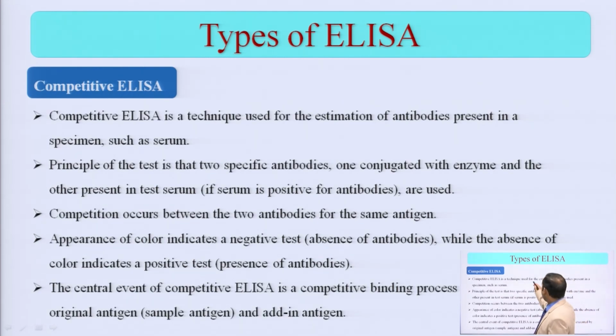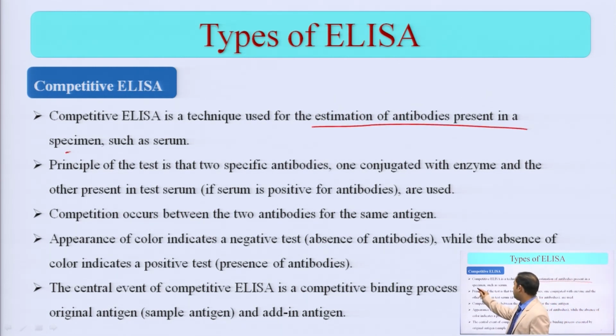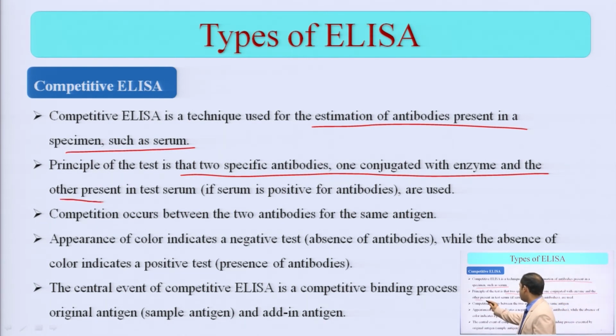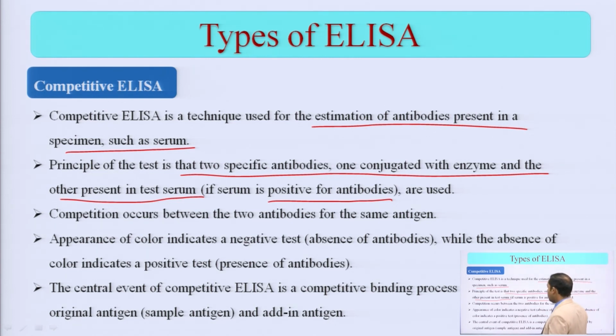So, it is a technique used for estimation of the antibodies present in a specimen such as serum. What is the principle? The principle of the test is that there are two specific antibodies, one conjugated with the enzyme and the other one present in the serum. If the serum is positive, antibodies are present. So, competition actually occurs between the two antibodies for the same antigen.